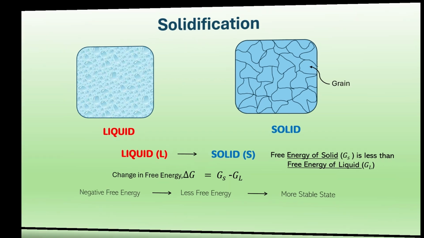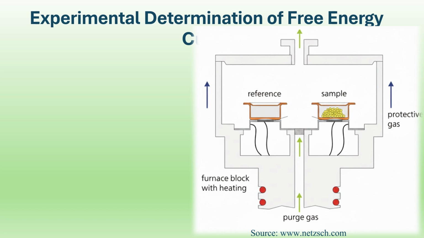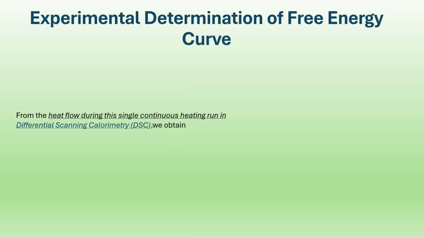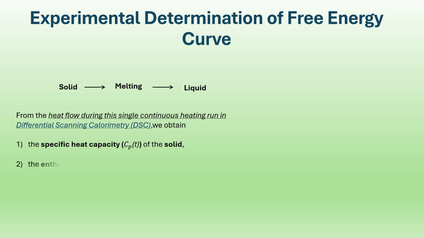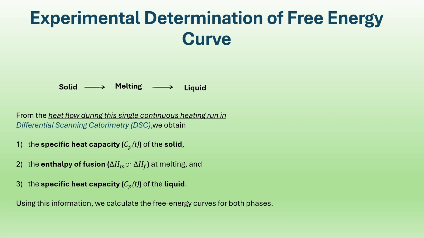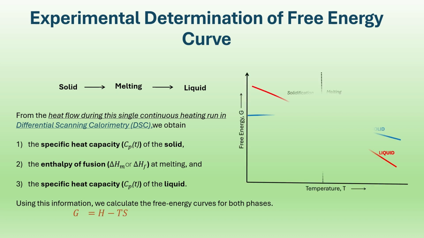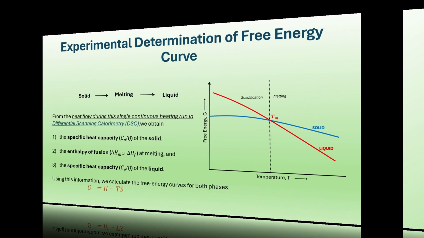We don't measure free energy directly. Instead, we calculate it from heat capacity and melting data recorded by differential scanning calorimetry, DSC. When a metal sample is heated in a DSC, it stays solid first, then melts at its melting point and becomes liquid. From the heat flow during this single heating run, we obtain the heat capacity of the solid, the enthalpy of fusion at melting, and the heat capacity of the liquid. Using the values of specific heat, we can calculate the enthalpy and entropy values of solid and liquid phases, and from this, we calculate the free energy curves for both phases. Thus here we have obtained a bird's-eye view of the experimental part.